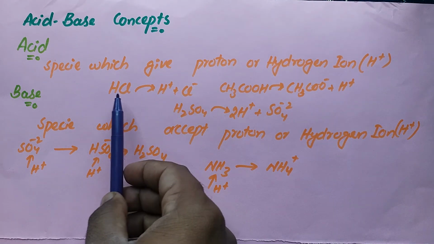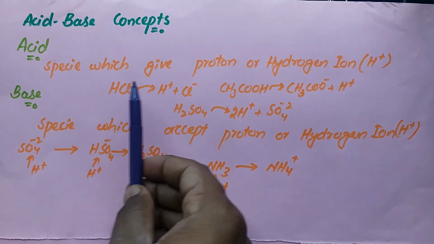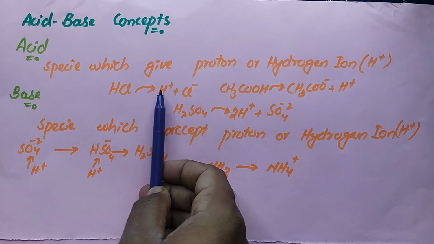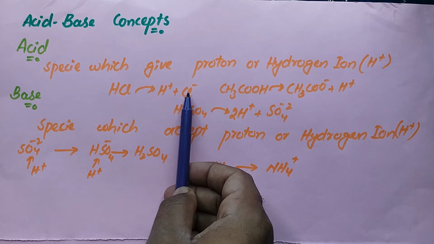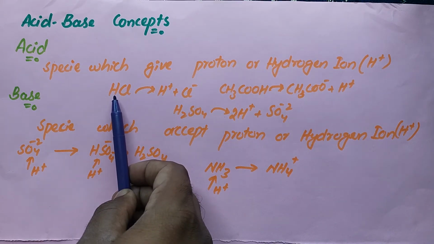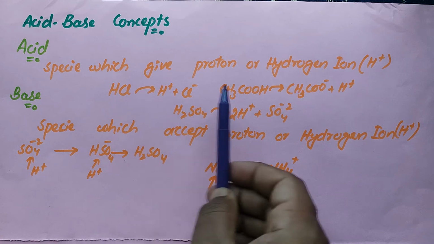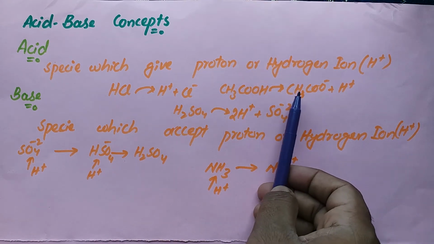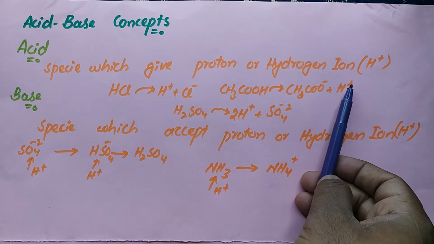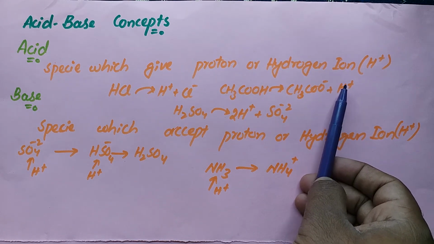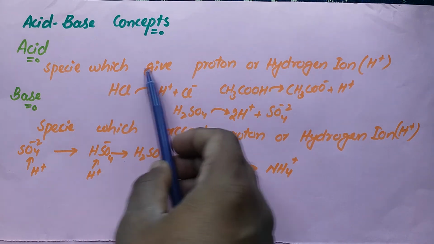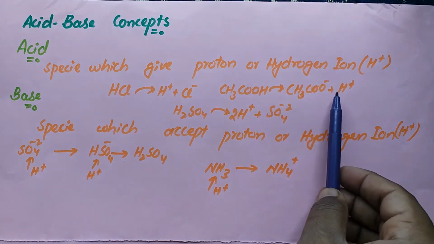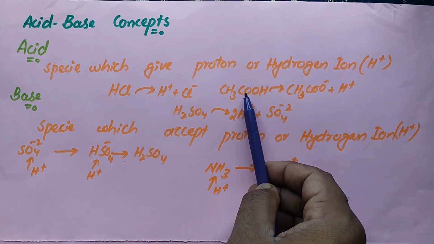Okay, so HCl will give H positive ion, meaning a proton, and then Cl negative. ठीक है, so this is acid. अब CH3COOH, it will give H positive ion, that fulfills the condition, species which give proton or hydrogen ion, so this is also an acid.